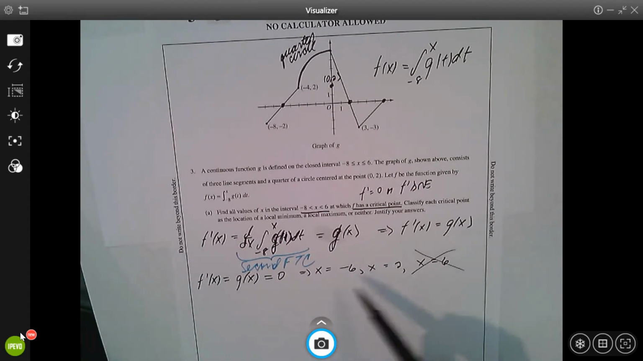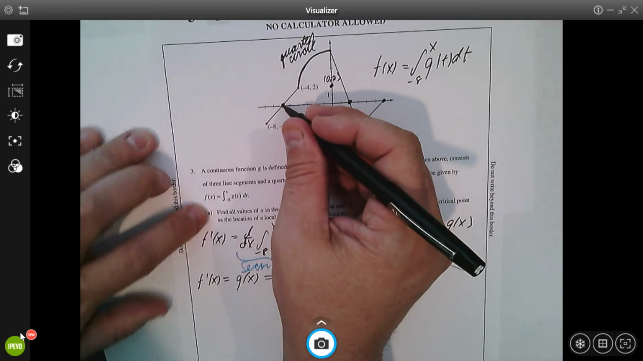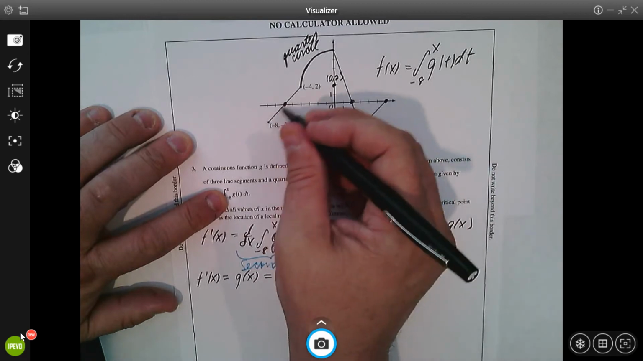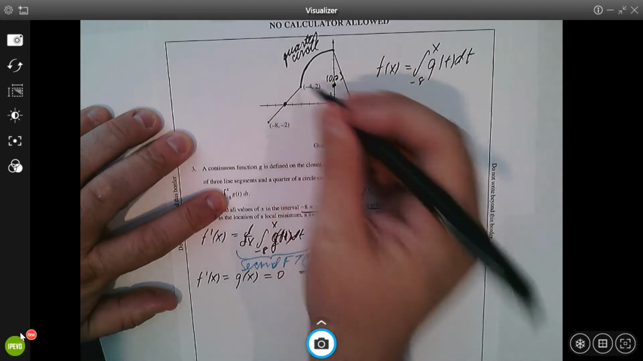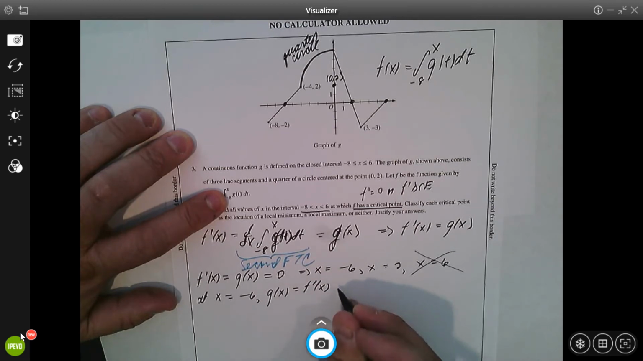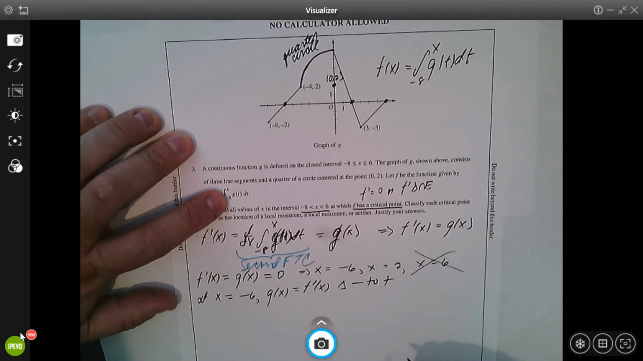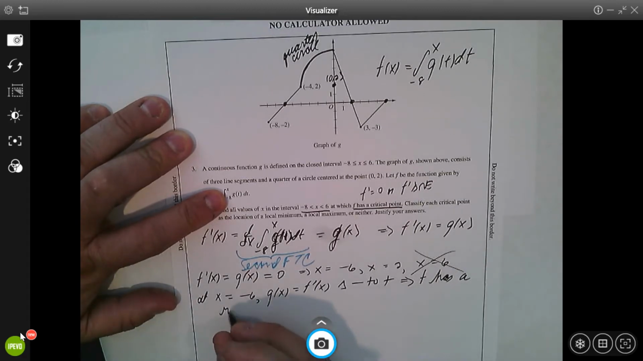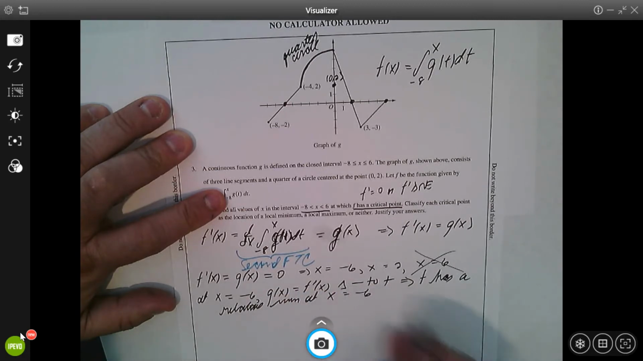You're not just told to find the critical points, you need to classify the critical points. What's happening over here at x equals -6? I see that the graph of g changes from being below the x-axis to above the x-axis. So at -6, g, which we know is f prime, changes from negative to positive. Well, what does that mean? That means that f, the function that I don't see, has a relative minimum at -6.